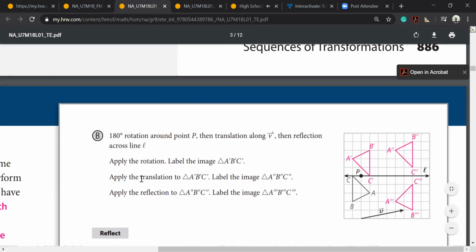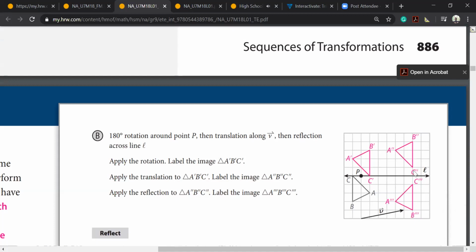And then I didn't see this actually. After doing this, I have to reflect it across line L. So here the sequence is actually 3 things. It is a 180 rotation, and then it's a translation, and then it's a reflection across line L. So the new shape should be reflected using our ruler. I'm going to get my ruler. C double prime. Measuring the distance, 1 centimeter, so I should copy it 1 centimeter in here.